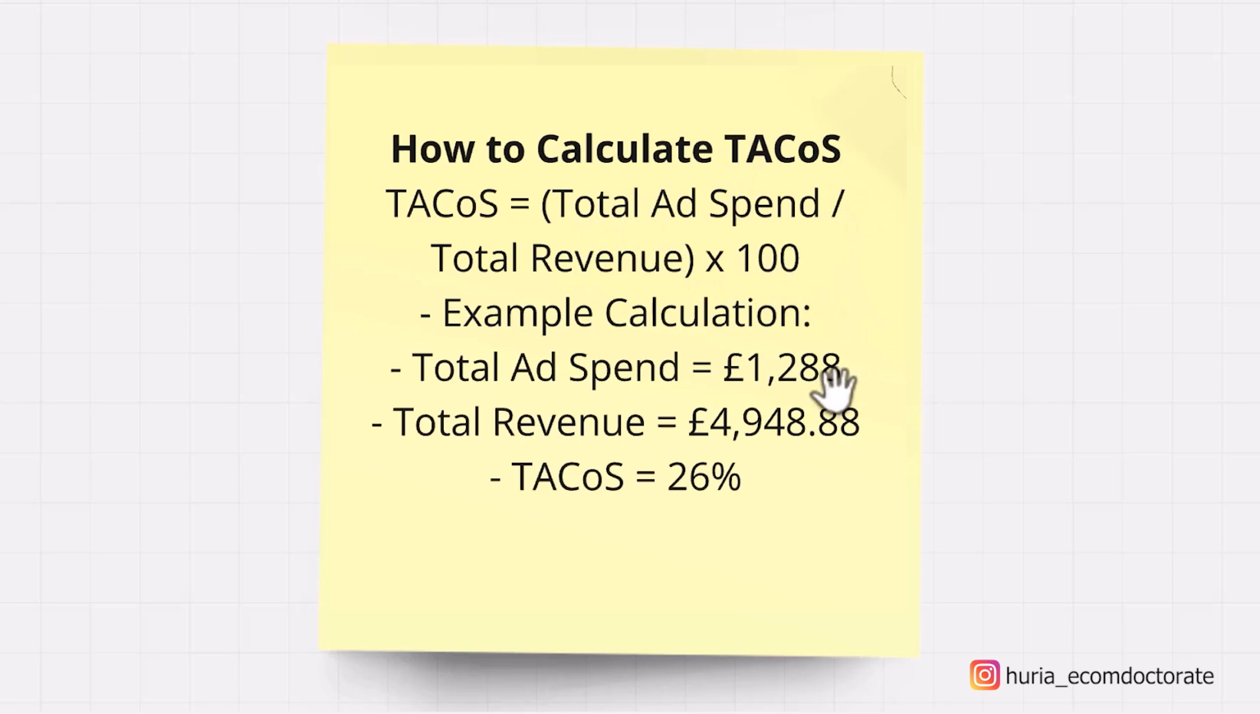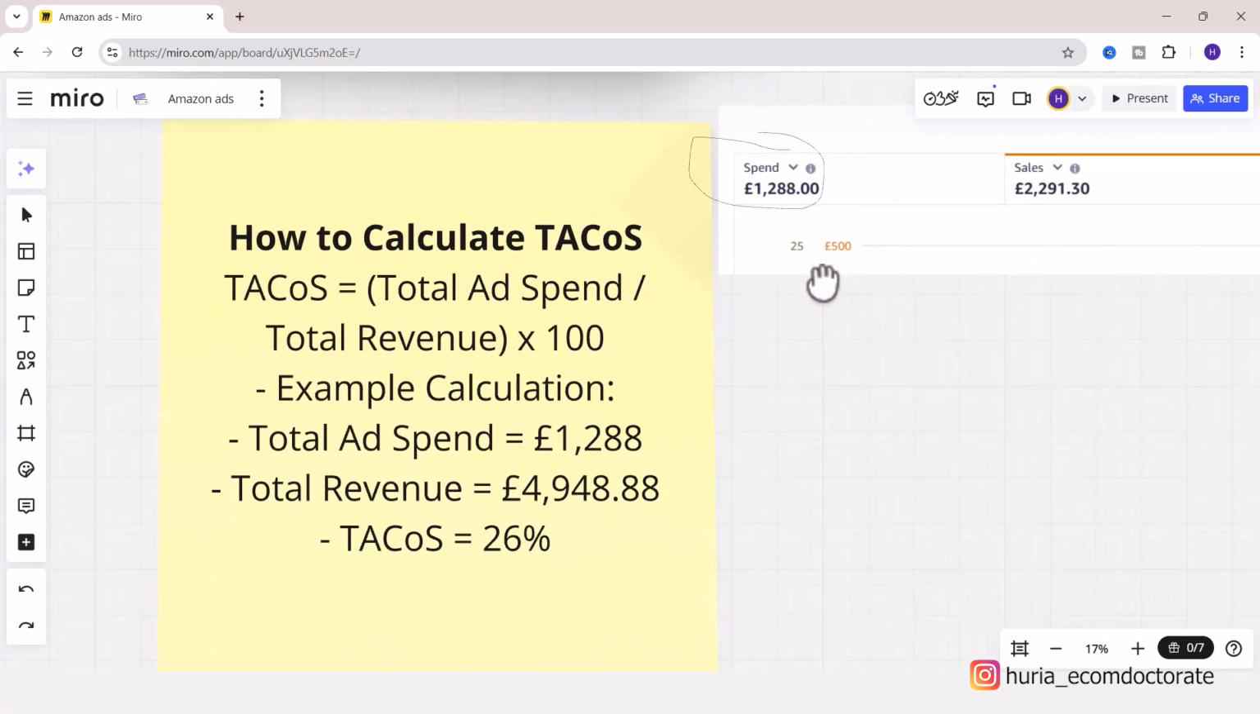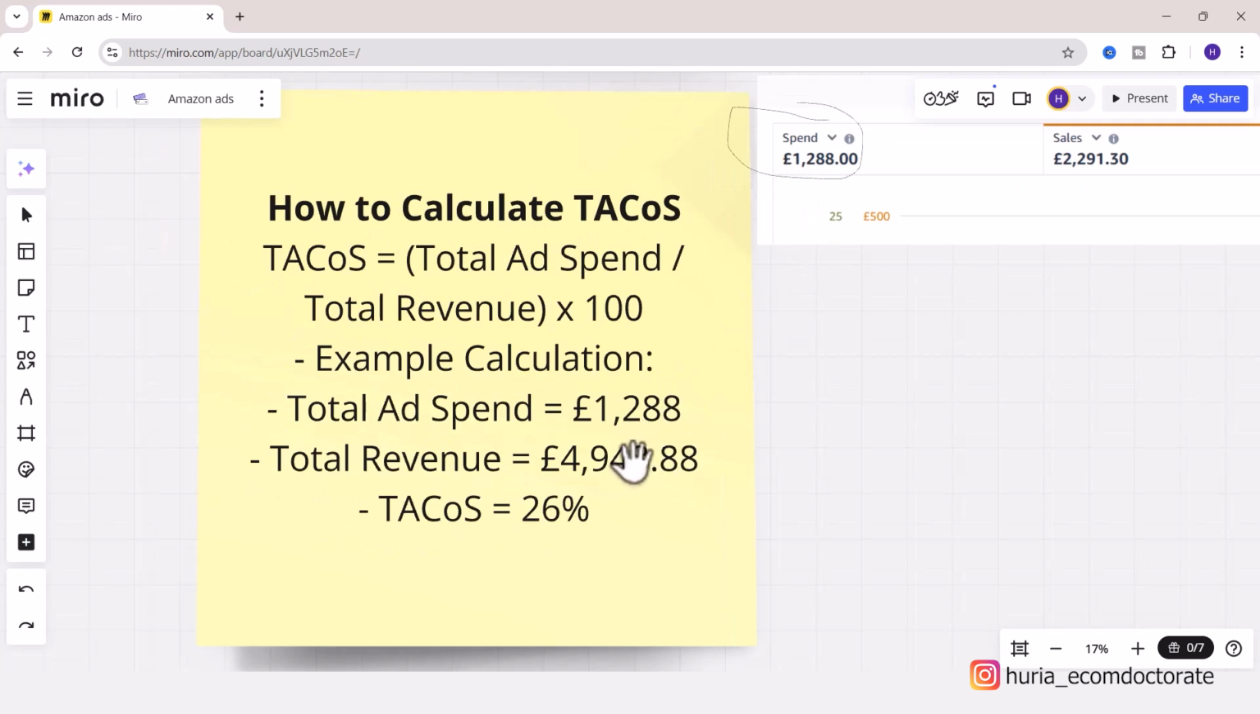We calculate TACoS as total ad spend divided by total revenue times 100. To find the total revenue, we'll go to the business report and search for this ASIN for the same period. Then we do that calculation, the spend divided by the total revenue, which according to the business report is 4,948.88. The TACoS for this one is only 26%, you see? So it's much better than the 56 ACoS.